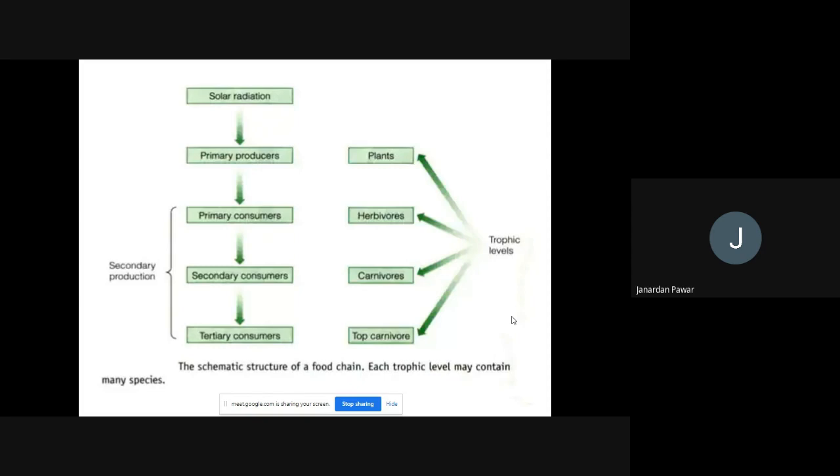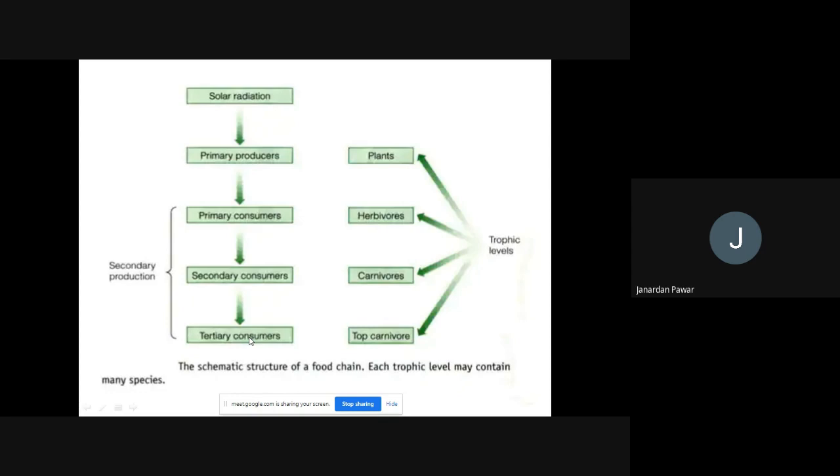So this one is the thing. If you look at the flow, it flows from top to bottom: solar radiation, primary producers, secondary consumers, and tertiary consumers. This is the flow of energy, the flow through consumers. Solar radiation is what? Sun rays that we get. From sun rays, the primary producers produce their food. Then primary consumers are there, secondary consumers are there, and tertiary consumers are also there.